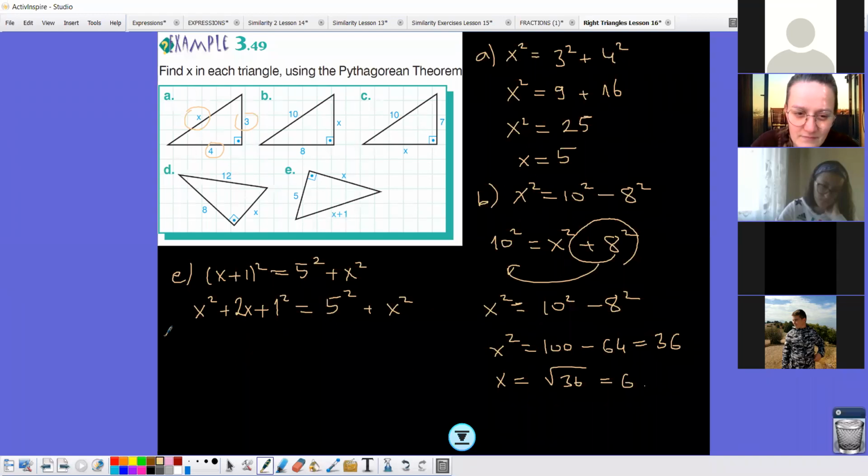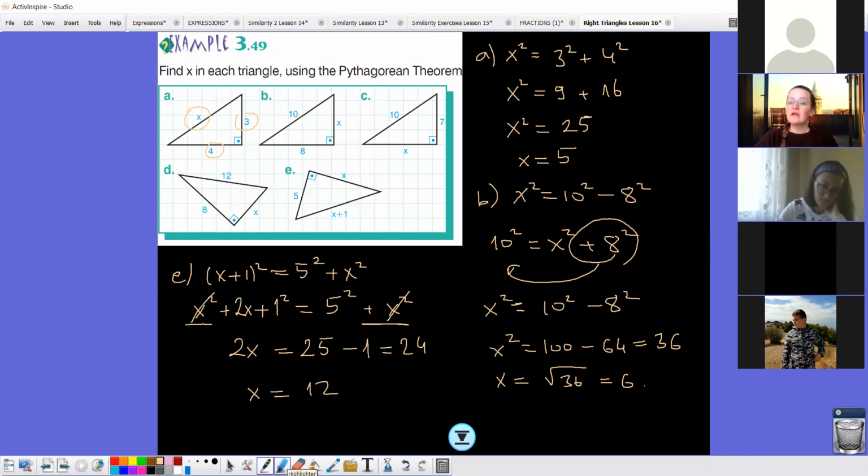Look here, you have plus x squared here and plus x squared here. If I take one of them to the other side, it will be minus. So this x squared and this x squared will cancel. Now we have 2x is equal to 5 squared minus 1 squared. So 5 squared is 25 minus 1, which is 24. So x will be 12. Did we understand?